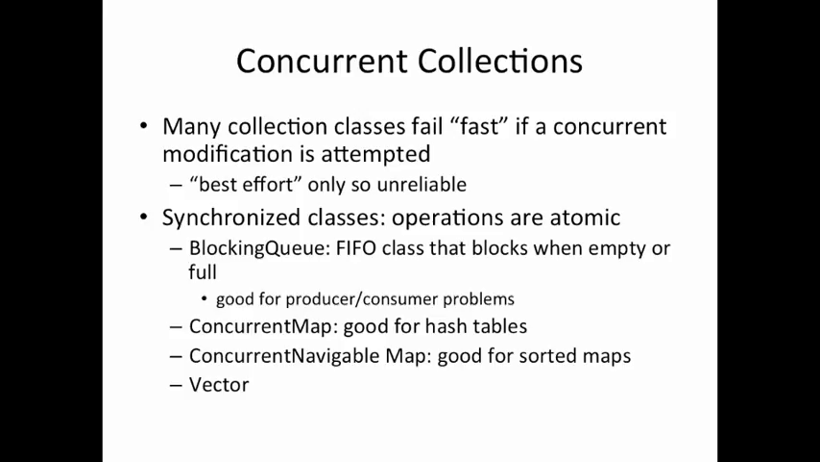There's a concurrent map class, which is good for hash tables, and a concurrent navigable map object that's good for sorted maps. Finally, the vector class is, in effect, a synchronized array class, whereas an ArrayList is an unsynchronized array class. It is always better if you're using a single thread to use unsynchronized classes because synchronized classes introduce overhead.